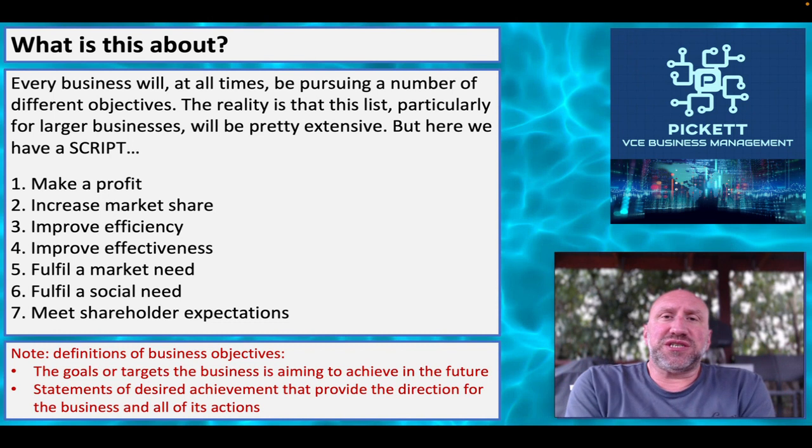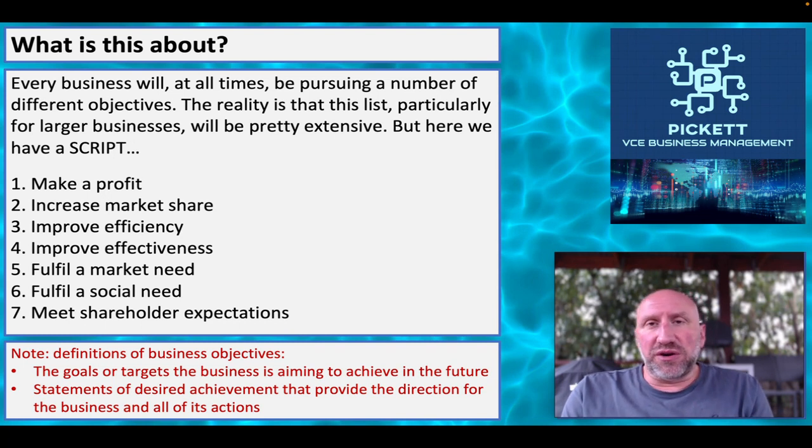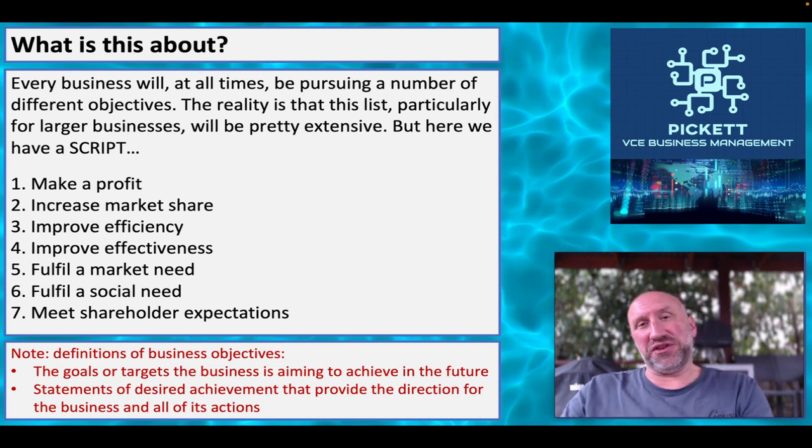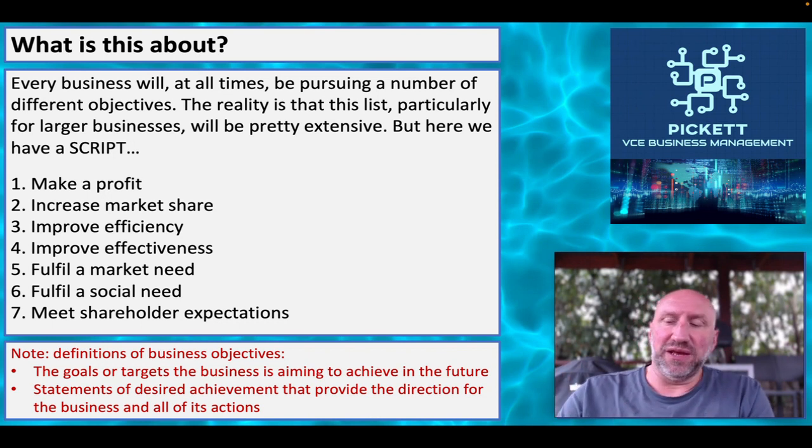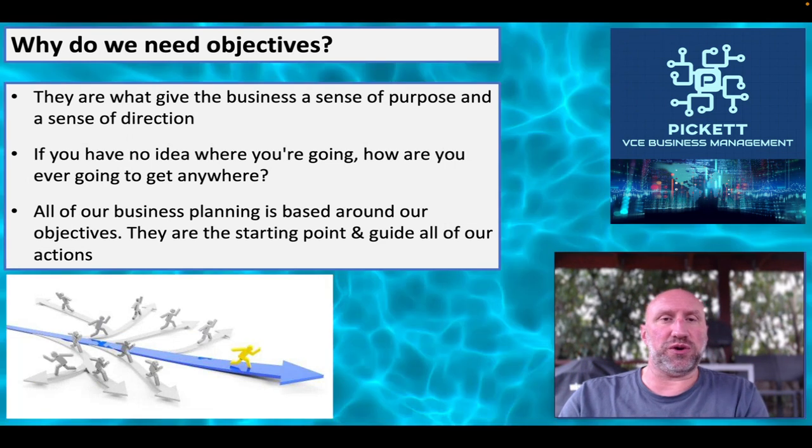So note just a definition. If you had to define business objectives in and of itself, there's a couple of definitions down the bottom there for you. The goals are the targets the business is aiming to achieve in the future, or statements of desired achievement that provide the direction for the business and all of its actions. So either of those would work. If you were asked to define business objectives, rather than the different objectives we're going to look at, those would work for you.